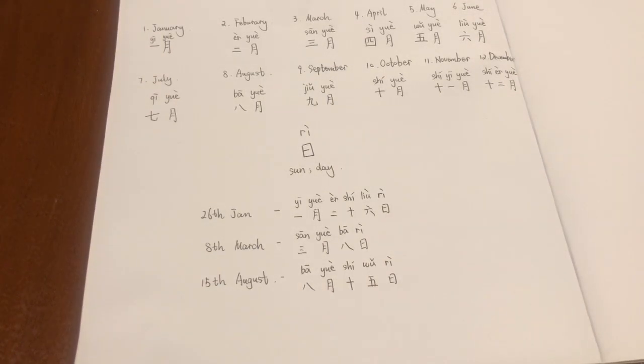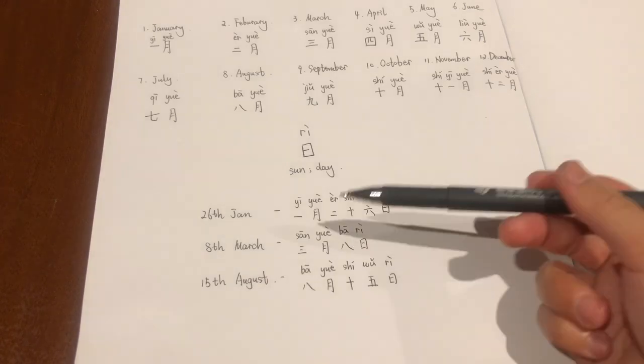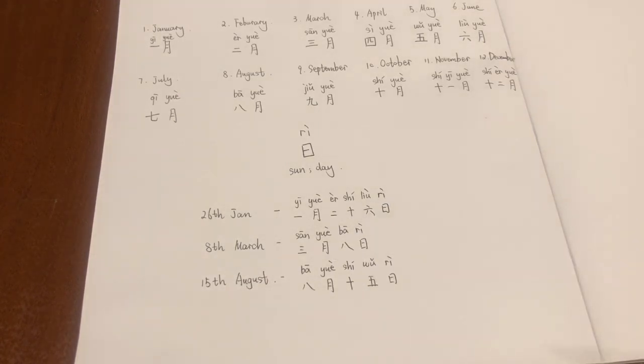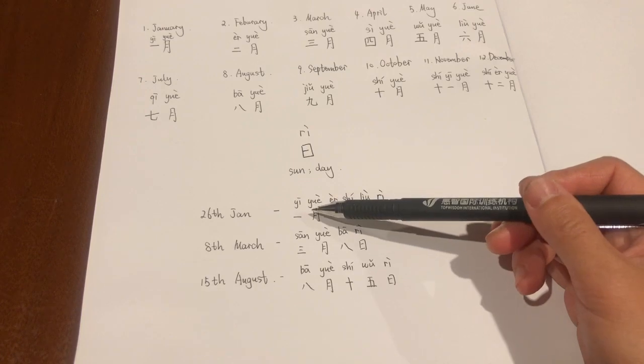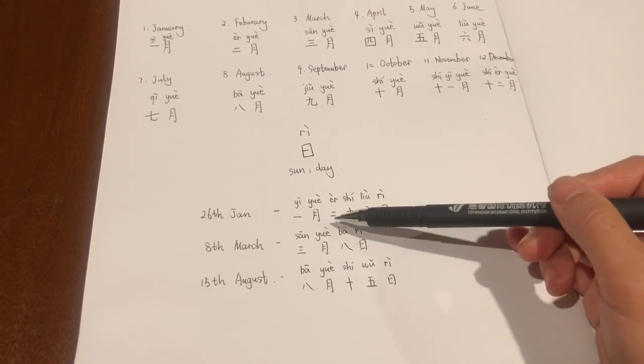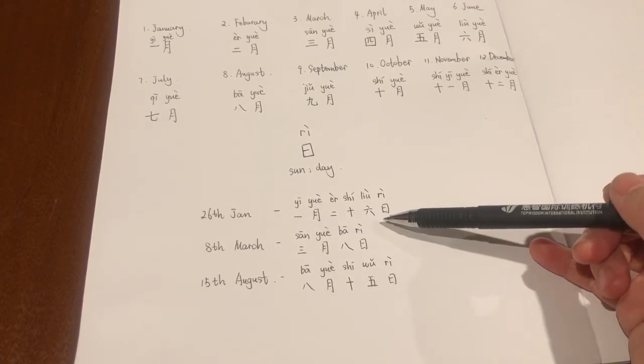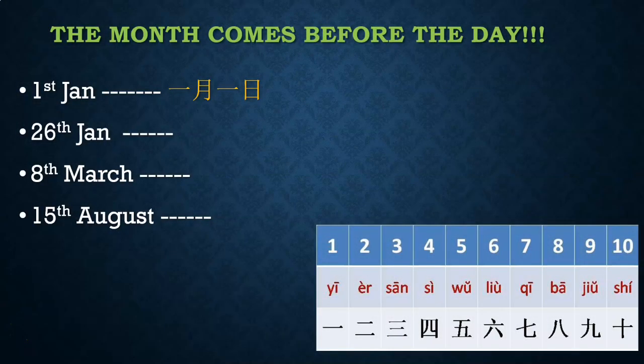Ta-da! Here are the correct answers for the 3 different dates. Again, we all have to write the months before the days of the month, okay? So if you have just completed this writing exercise here, you would have achieved today's first learning intention, which is I can say and write the different months and days in Chinese.